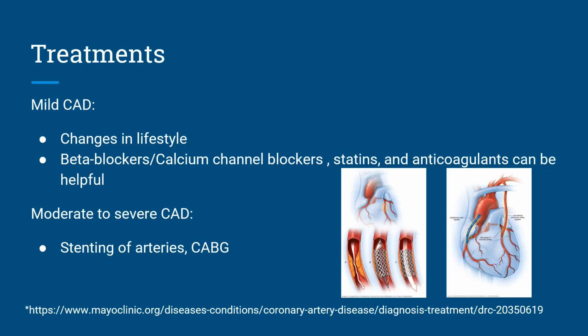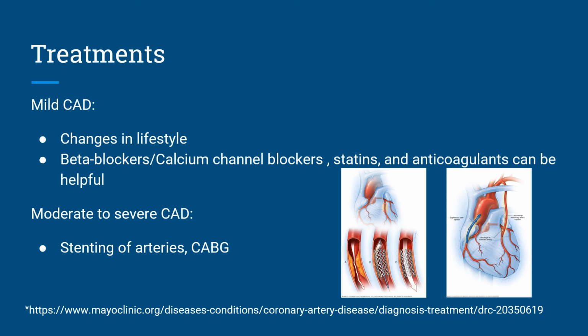And then some treatment options with more mild versions of coronary artery disease. The first thing we really want to do is try to prevent worsening of the condition with lifestyle changes. And some of this includes exercise, changes in diet, as well as if the patient is a smoker, decreasing the amount of smoke. And if that doesn't work, we want to move to some medications, including beta blockers and calcium channel blockers, which are going to decrease the work that the heart has to produce, as well as statins and anticoagulants.